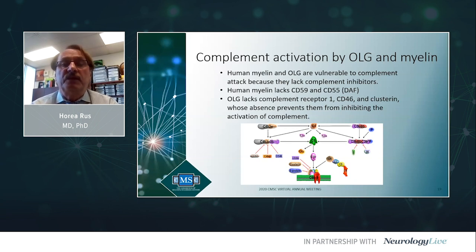And the absence of these inhibitors leads to lack of resistance of oligodendrocytes and myelin to complement activation. And this is important in the MS pathogenesis.